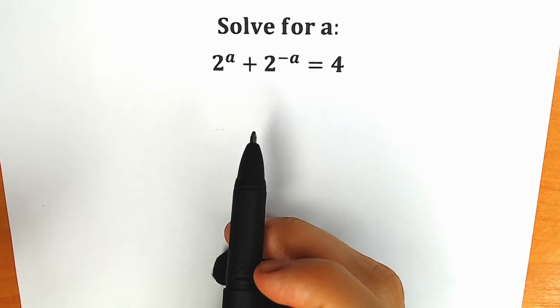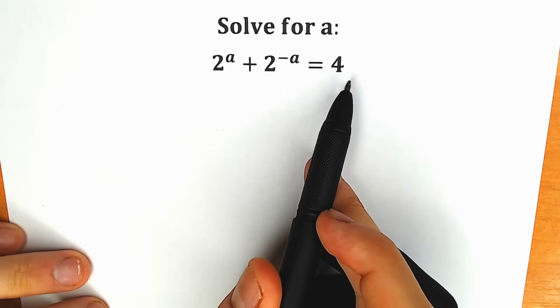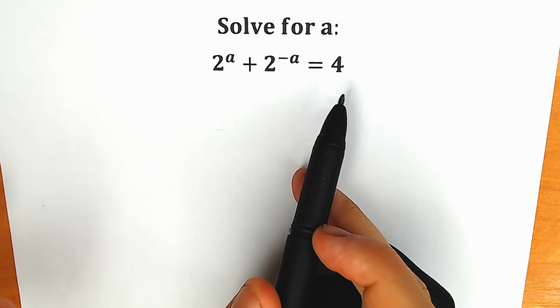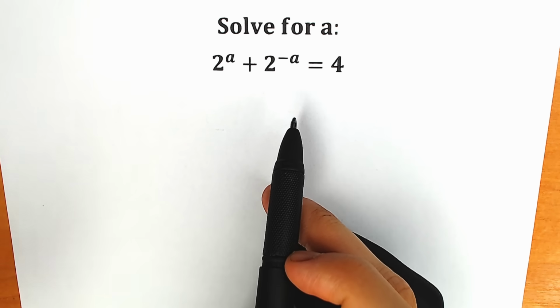Today we have a very interesting math question. We have 2 to the power a plus 2 to the power minus a equal to 4. If you have your answer, your approach, you can write your approach down into the comment section and then we will check our answer. So right now let's start.